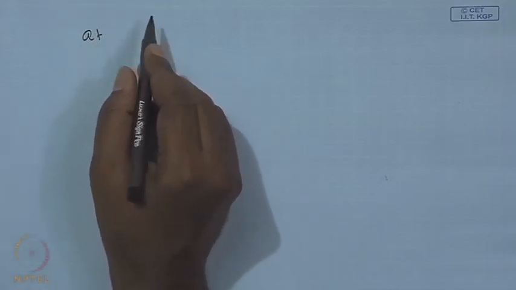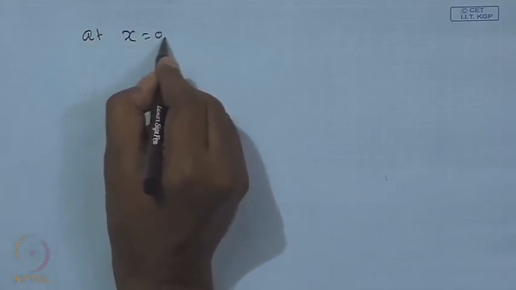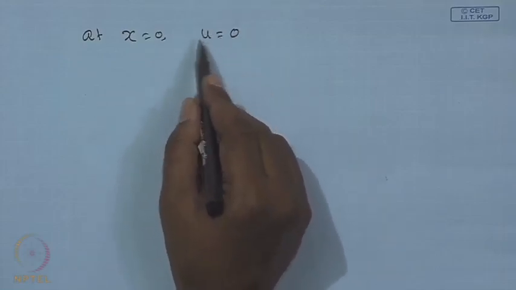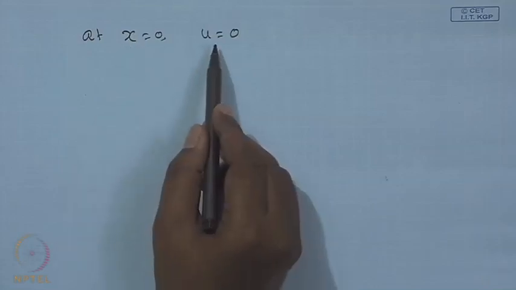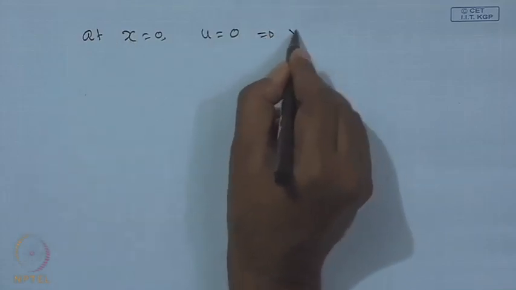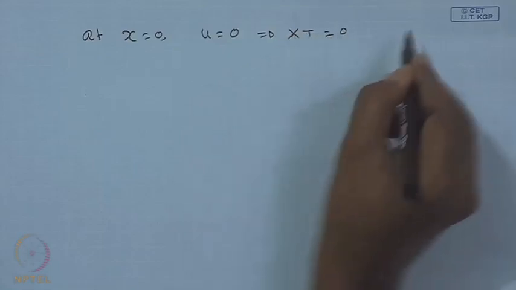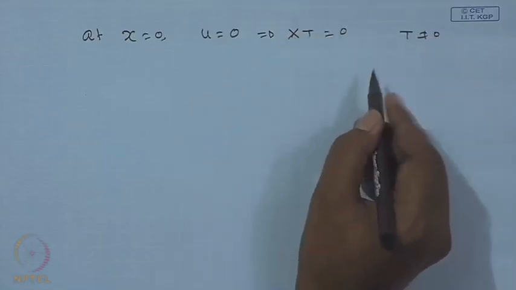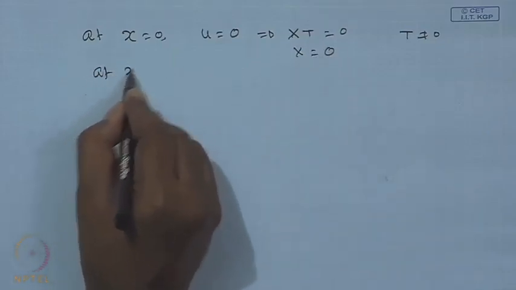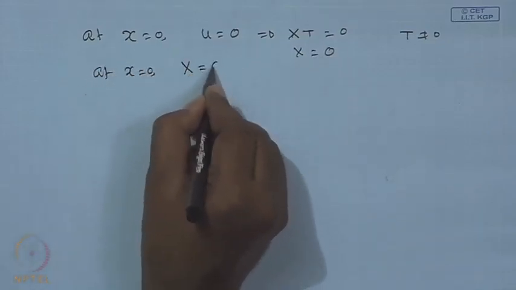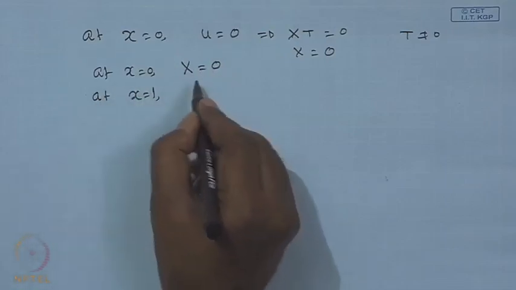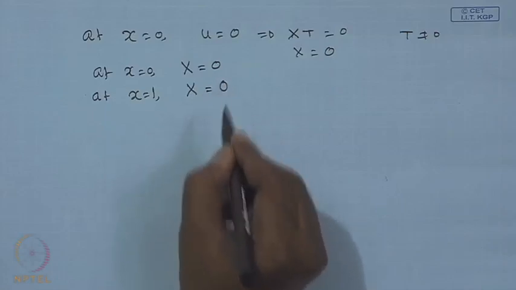In the original problem, the boundary condition was that at x is equal to 0, u was equal to 0. So, the space varying part must satisfy this boundary condition as well, because at x is equal to 0, u is equal to 0, you put X multiplied by T is equal to 0, and T is not equal to 0, otherwise it becomes a trivial solution. This simply indicates X is equal to 0. So, at small x is equal to 0, our capital X is equal to 0. Similarly, at small x is equal to 1, we have capital X also equal to 0.